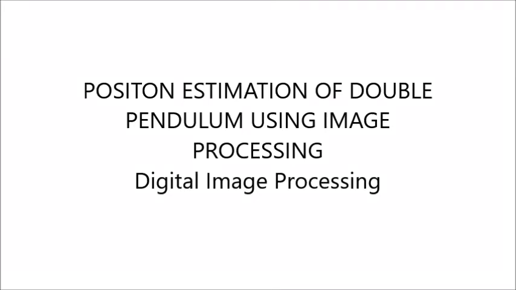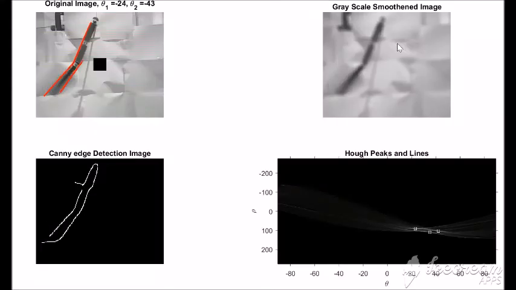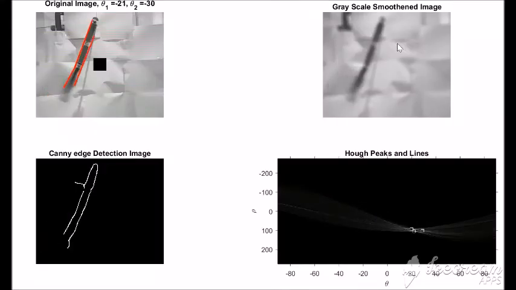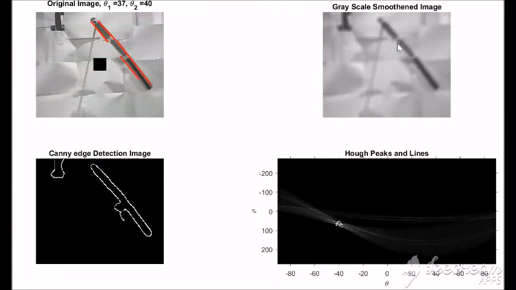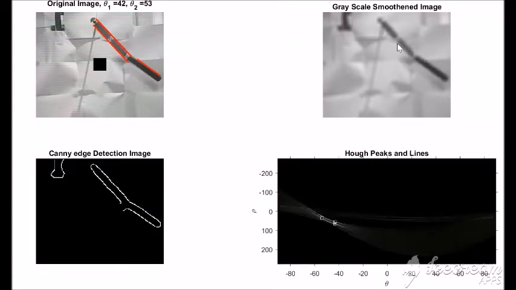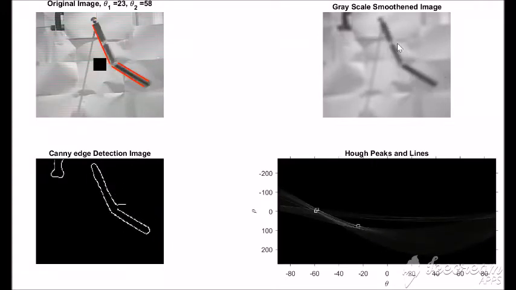Hello, my name is Mohammed Haris and I'm going to present my digital image processing project, which is to estimate the position of a double pendulum using image processing. So we can see on the screen in the first image, I'm rendering the original image, and on top of it, I'm displaying the angles.